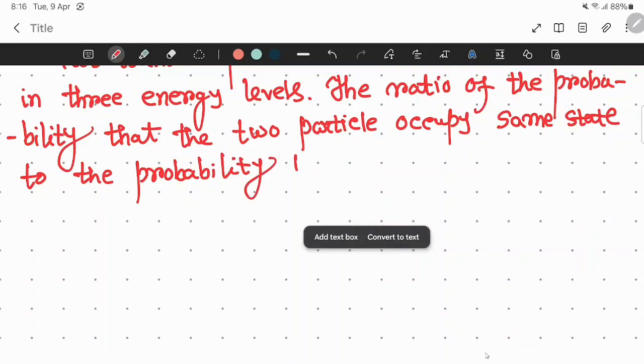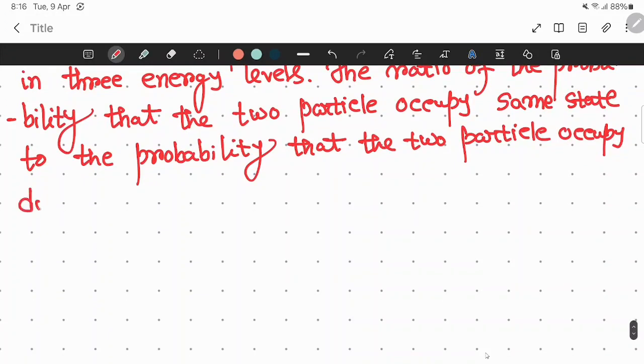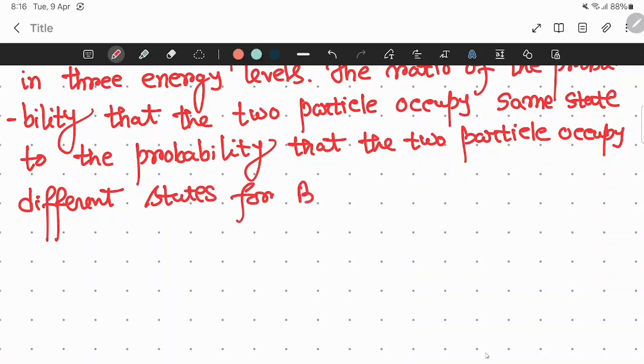to the probability that the two particles occupy different states, for both Bose-Einstein and, let's say, Fermi-Dirac statistics.